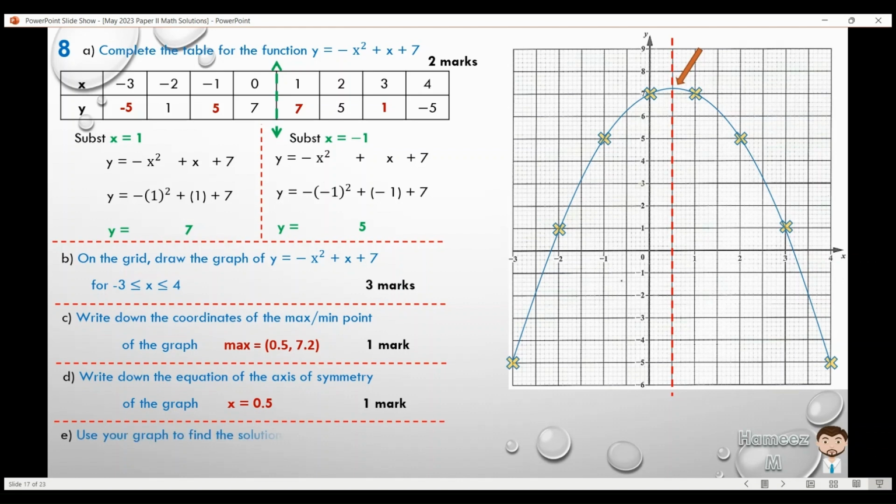Part E. Use your graph to find the solutions of the equation minus x squared plus x plus 7 equals 0, or y is equal to 0. So what does that mean when y is equal to 0, or this equation is equal to 0? It is asking us to find the roots of it. So let's identify it. Let's look. There are two roots, the first will be on the left side. The roots mean where the equation cuts the x-axis, and it cuts it at the point minus 2.2. And there's a second root on the right side. We'll indicate it there as well, where x is equal to 3.2.